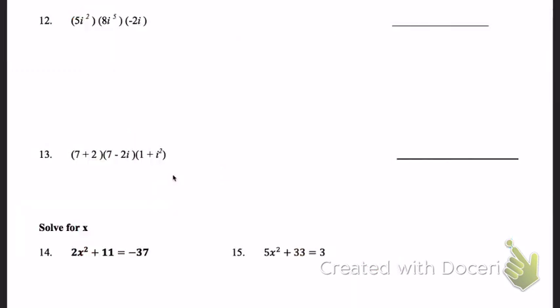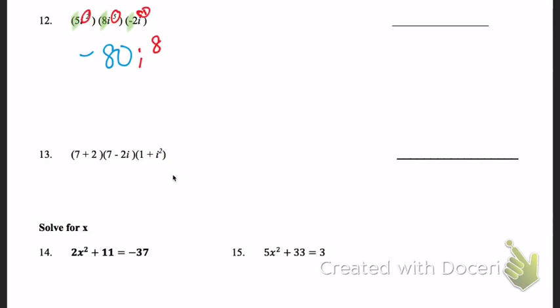Okay, number 12, I'm going to multiply all of these together. So with the numbers 5, 8, and negative 2, I just multiply those. So 5 times 8 times negative 2 becomes what? Negative 80. And then what do I do with the exponents? You add them because they are side by side. So 2 plus 5 plus 1 gives me what? 8. So i to the 8.